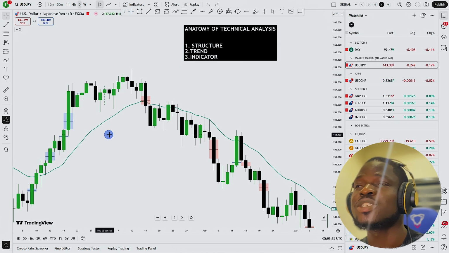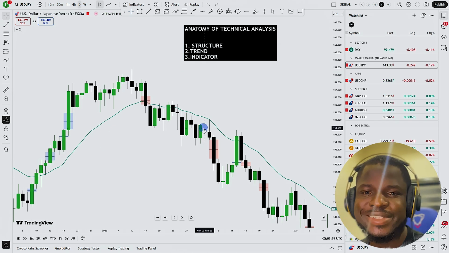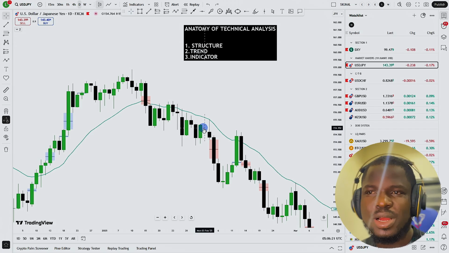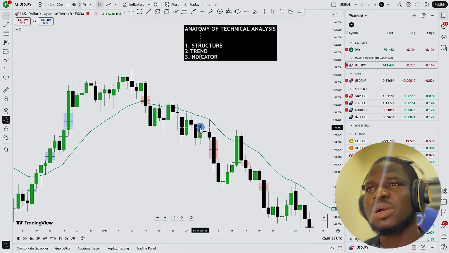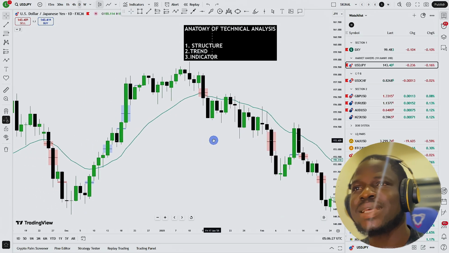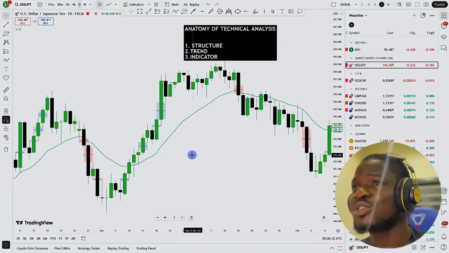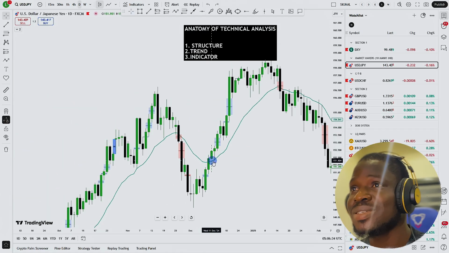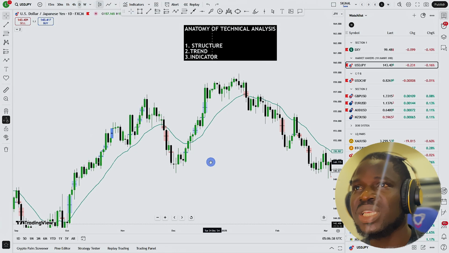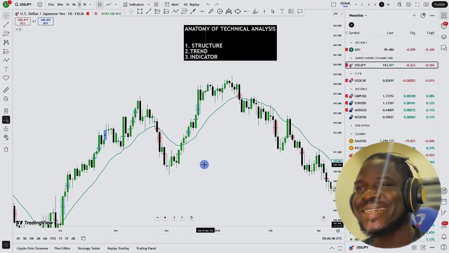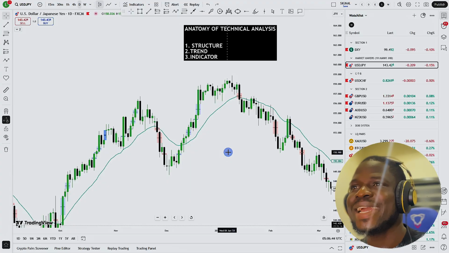There are three anatomy of technical price action, and the first one is the structure, the trend, and the indicator. As a professional price action trader, it doesn't matter the type of strategy you are using, whether you are using SMC, supply and demand, support and resistance, ICT strategy, whatever. The most important thing you must learn as a trader is to understand the market structure. Where is the market heading to?